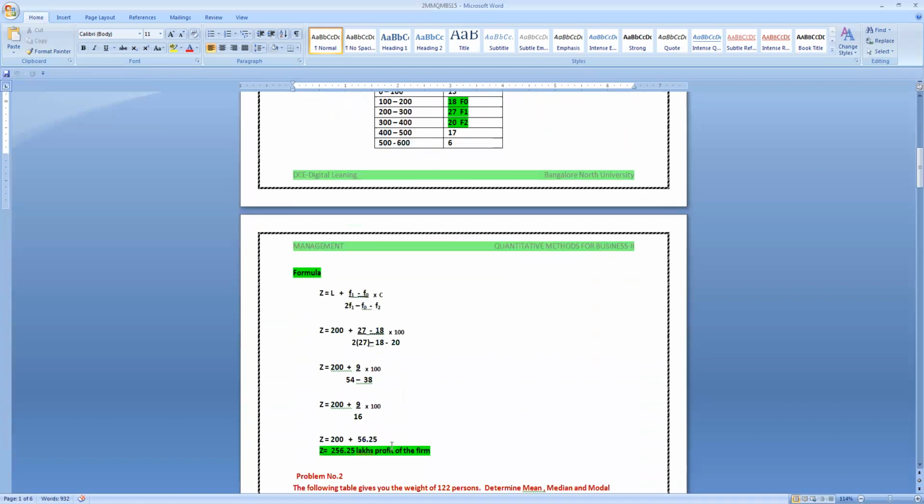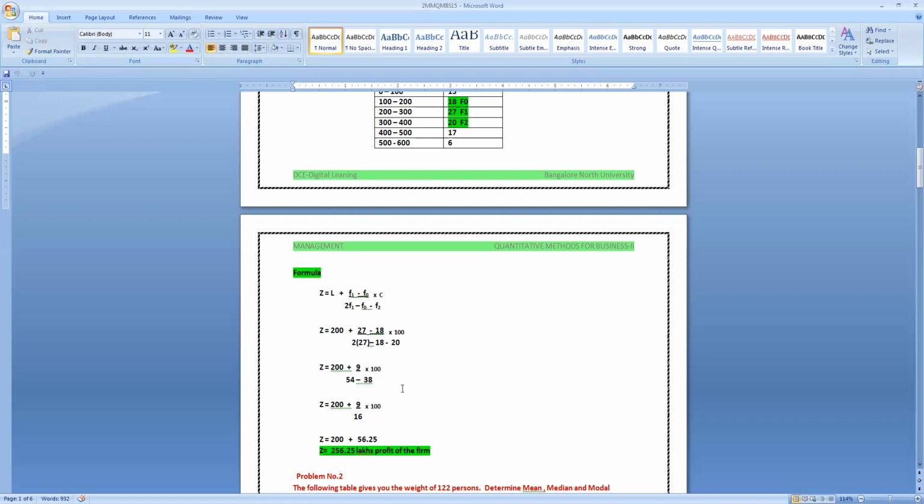Now we apply the formula: Z equals L plus (f1 minus f0) divided by (2f1 minus f0 minus f2), into C. The value of L is 200. Then f1 is 27, minus f0 is 18, divided by 2 into f1, that is 27, minus 18, f2 is 20, into 100. Z equals 200 plus 27 minus 18 is 9, divided by 27 into 2 is 54, minus 18, minus 20, is 54 minus 38. Then Z equals 200 plus 9 by 16 into 100.